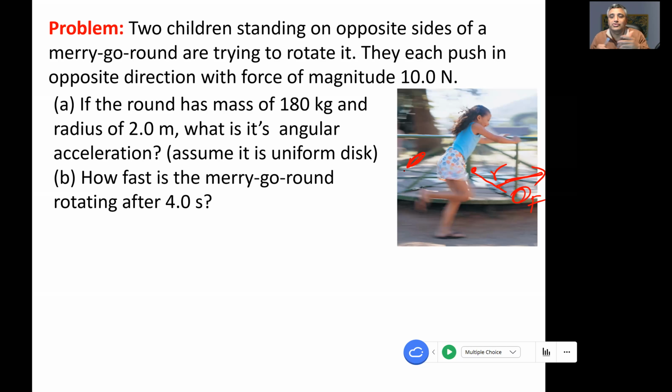If the disk is not rotating already, then it's not going to start rotating. And if it's already rotating, it's not going to be very helpful. It's just going to keep rotating with the same speed. It's not going to speed up, okay? So what happens is they each push in the opposite direction.